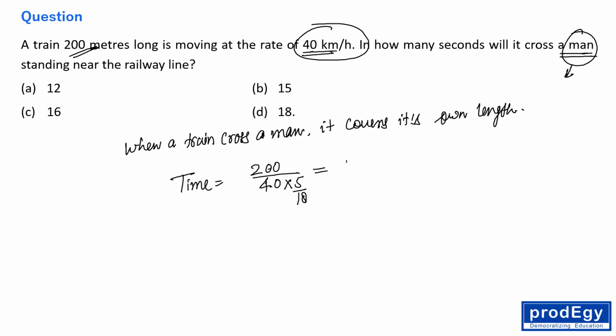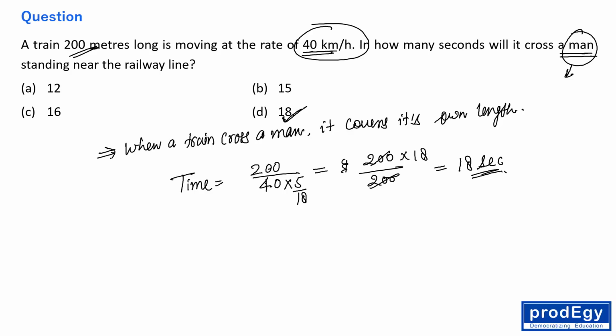Right? So I repeat, 200 upon 40 into 5 is 200, and this is 18. So 200 is cancelled, so this is 18 seconds. Right everyone, the answer is 18 seconds. Correct option is D option. So this is the concept.